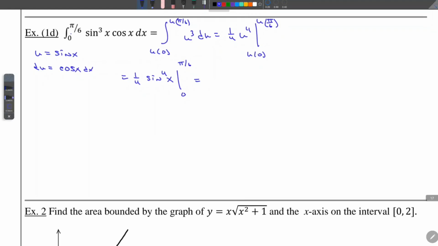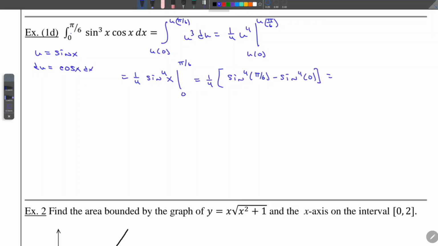And so we're just applying that first fundamental theorem of calculus. Our 1/4 comes over. So it's f of b, which is our upper limit of integration, so sine to the 4th of pi over 6, minus sine to the 4th of 0. And again, I like to leave that 1/4 out, whatever that coefficient is, whatever scalar we're multiplying by. I like to just leave that out. It makes life a little bit easier for me.